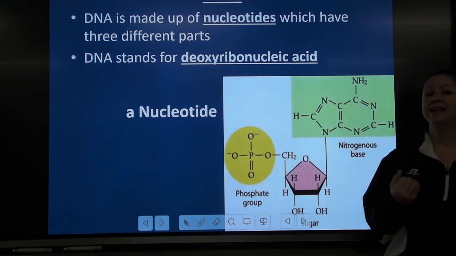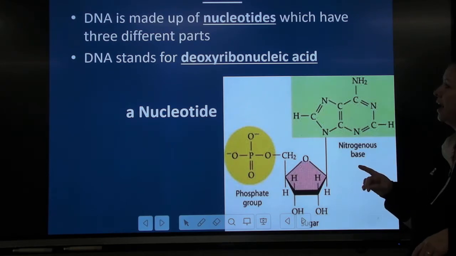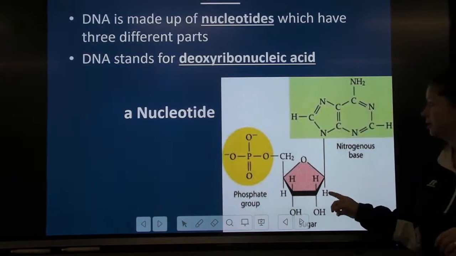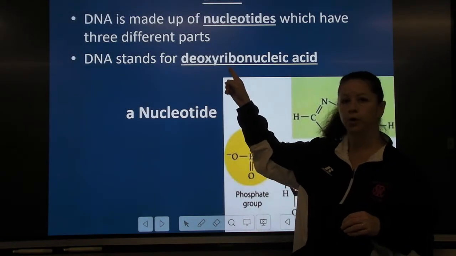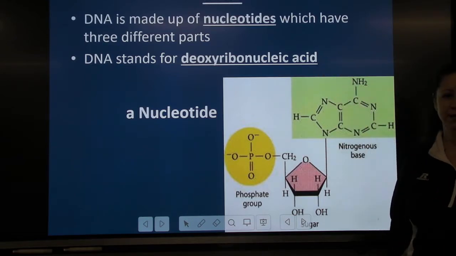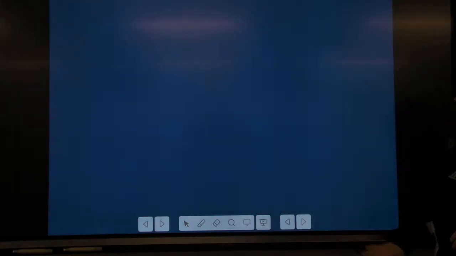And that DNA stands for deoxyribonucleic acid. So deoxyribose, that's again the sugar. So deoxyribonucleic, there's your N, acid. And that's what DNA stands for. So these are the three parts.